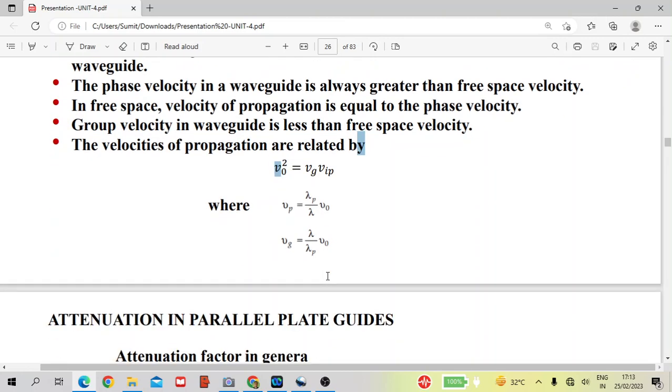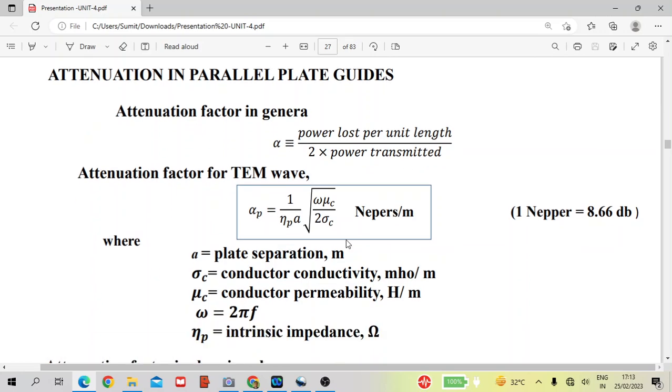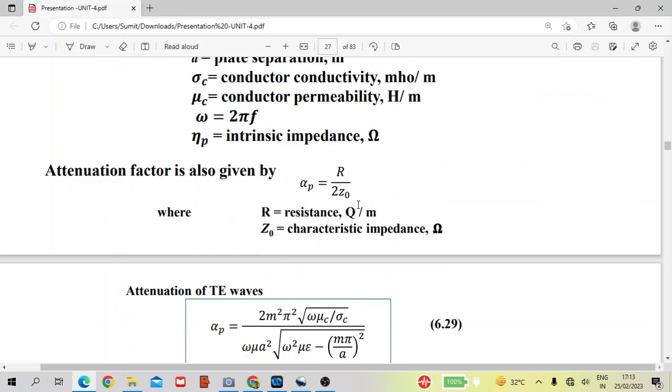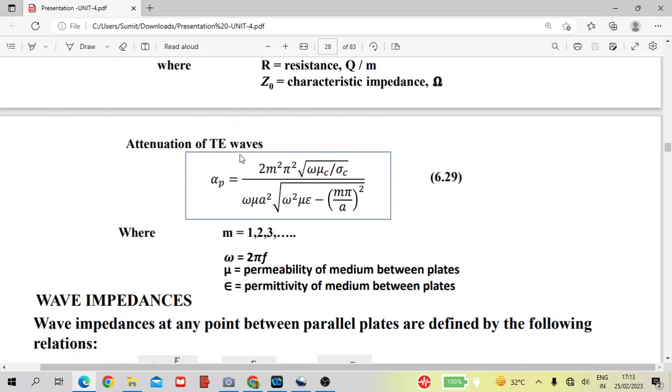Then attenuation in a parallel plate waveguide is the power lost per unit length divided by 2 into the power transmitted. The 2 is accounted for two-way power transmission. So that way we can calculate the power lost per unit length by the power transmitted. That gives the attenuation. And for a TEM wave, it is given by this relation. So the attenuation factor is R, resistance, by characteristic impedance. These are just standard things you have to remember. Attenuation of a TE wave is given by this relation.